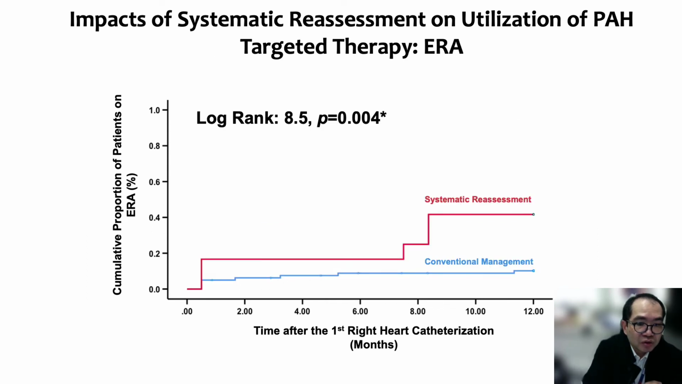And second, the use of ERA, endothelin receptor antagonist, which is a very specific pulmonary hypertension targeted therapy, also increased among patients with systematic reassessment. As you can see in this chart, at baseline, we may not start the ERA right up front, but after the second right heart cath at 6 months, you can see an escalation in the use of these drugs, suggesting that the right heart cath and the periodic assessment at 6 months provide important clinical information and a trigger for clinicians to initiate new therapy.